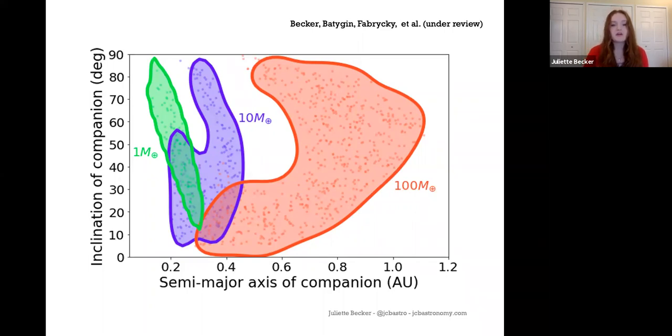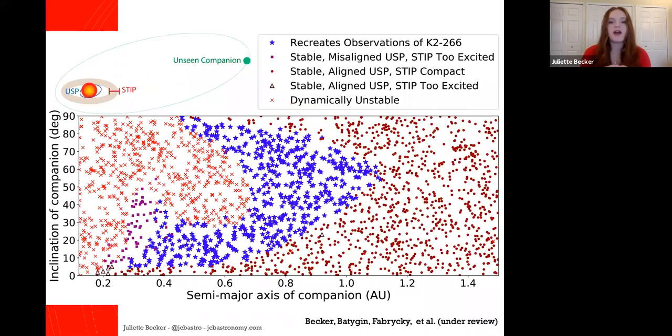Now, the difficulty here, of course, is if these companions exist, then in this particular system, we would require them to exist in very particular parts of parameter space. But it's also just as likely that these planets would not reside in this parameter space. So if you looked at a large ensemble of systems with this geometry, an ultra-short period planet and then a system of tightly packed planets, you'd expect a lot of those to exhibit one of those bad outcomes on this previous plot: dynamical instability, or a STIP that becomes too excited.